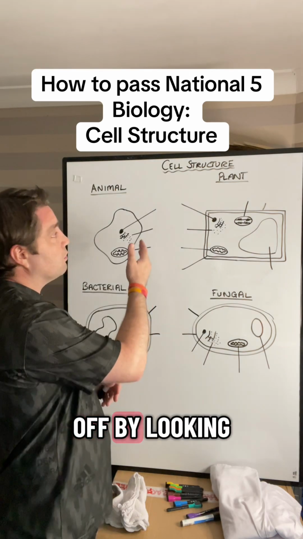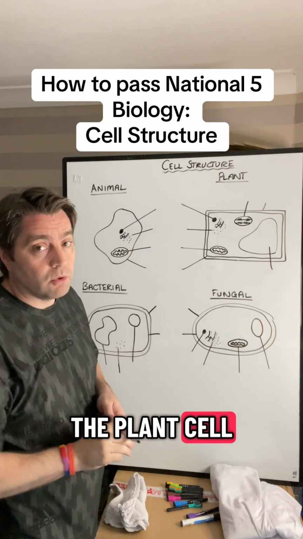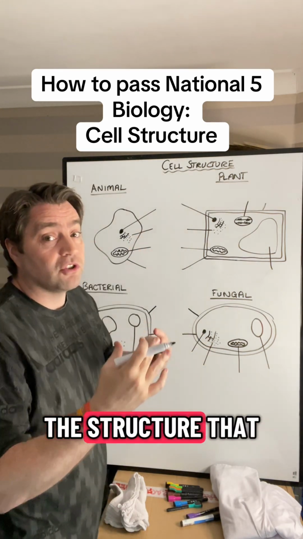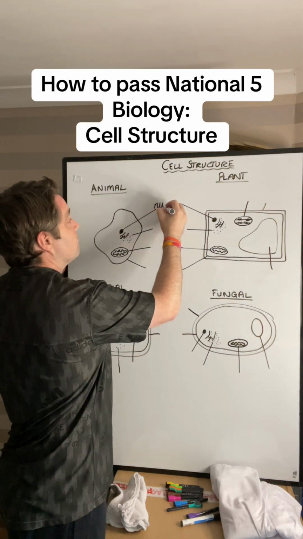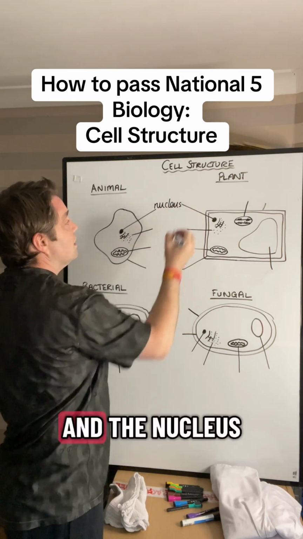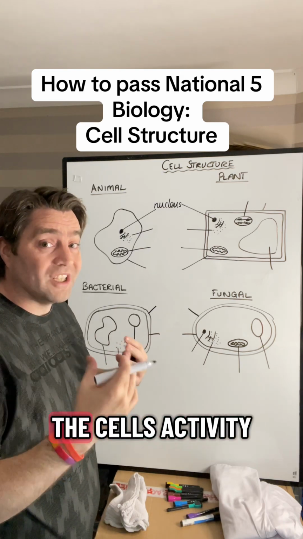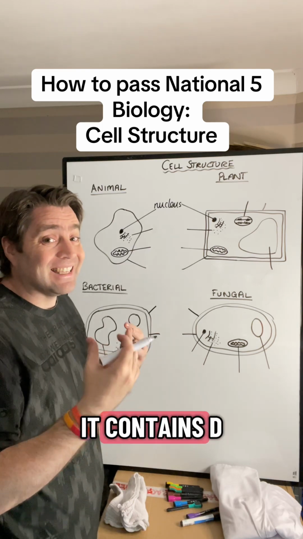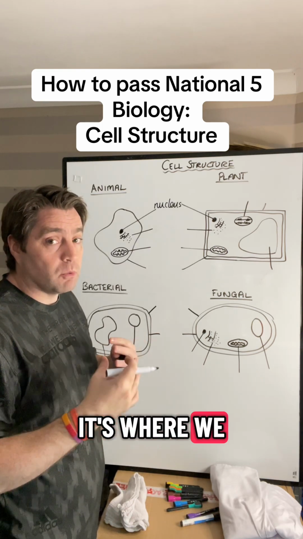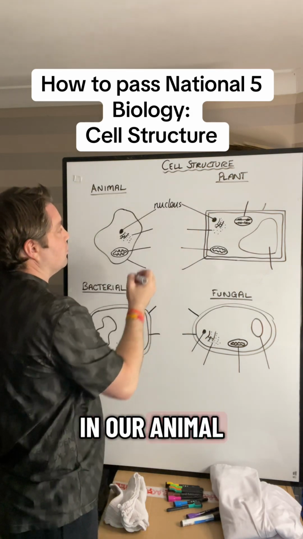So we're going to kick off by looking at probably the more familiar cells for you, the animal and the plant cell. And we're going to kick off with the structure that probably most of you know, which is the nucleus. Now the nucleus is the part of the cell which controls all the cell's activities. It contains DNA as well. It's where we store our DNA. So we have a nucleus in our animal and plant cell there.